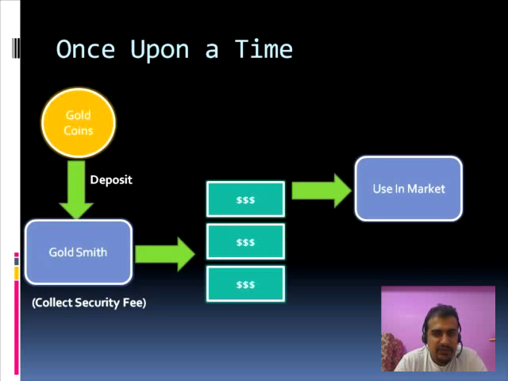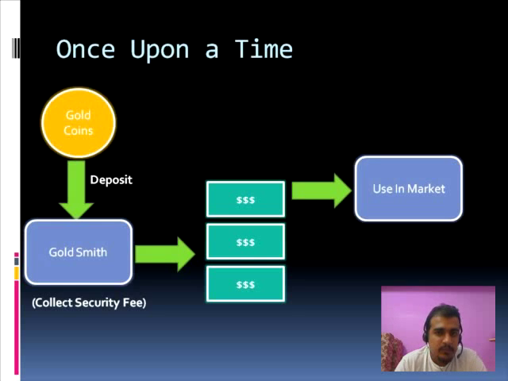Now, let's say I deposited 100 gold coins with a goldsmith. He would take his commission. Let's say he takes about 10 gold coins as his commission. 90 gold coins, he would issue this back in the form of paper, like how a Sodexo pass is given. You have 10 rupees, 50 rupees written on a Sodexo pass. Something like that he would write on a sheet of paper. He would write on a sheet of paper that this particular paper is worth 10 gold coins, this paper is worth 20 gold coins, and so on. And then you could use these paper currencies to trade in the market.